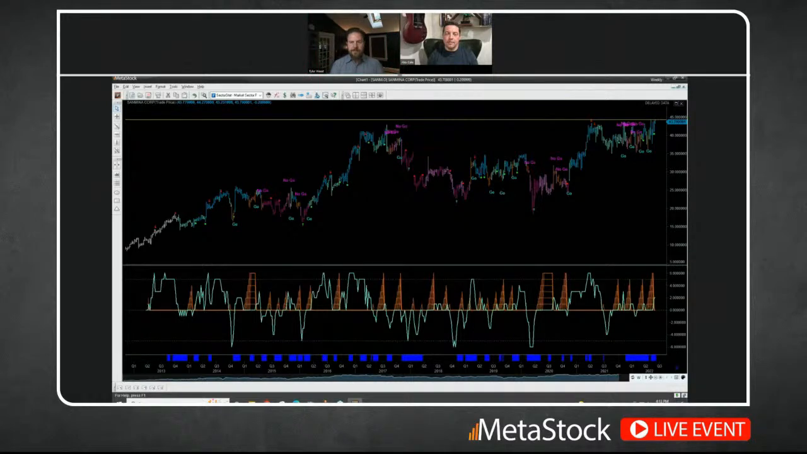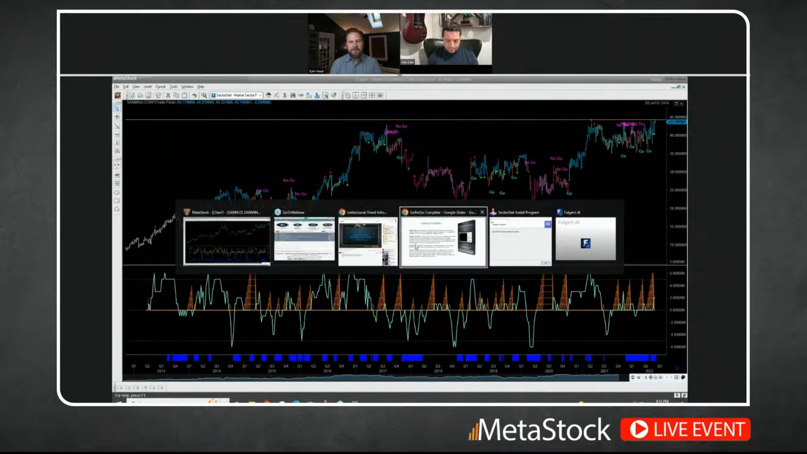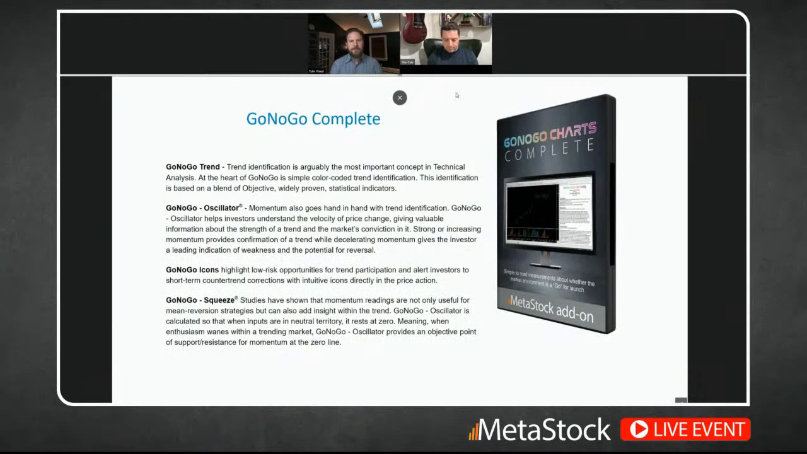Tapan wanted to know a little bit earlier how to get access to the tool. He says, I'm new. So let me go ahead and talk exactly about that, Tapan. The GoNoGo trend includes the trend identification. This is an add-on for MetaStock, so it does require MetaStock to run.